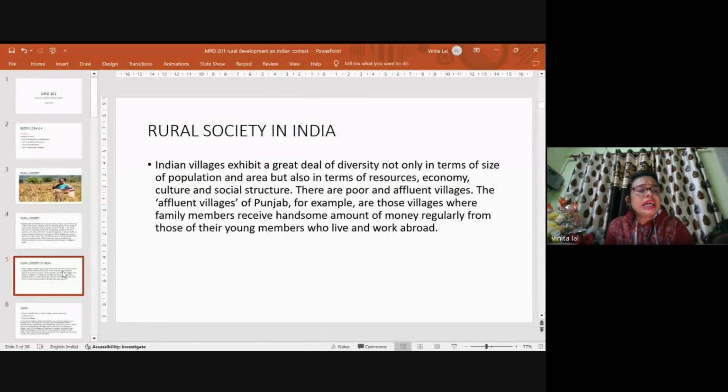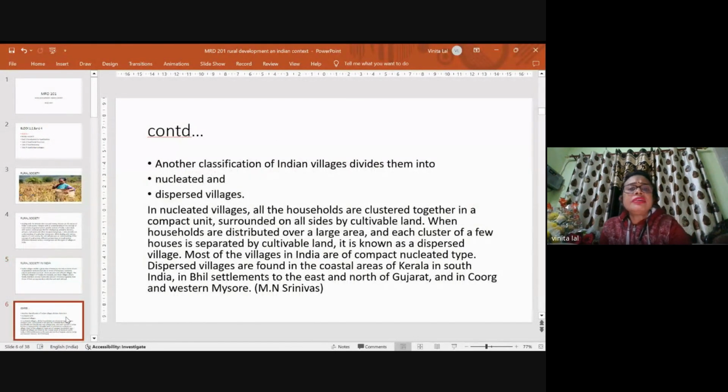regularly from those young members who live abroad. We have two types of Indian village. One is the nucleated village, and the other is the dispersed village. A dispersed village is also known as a scattered settlement. It is one of the main types of settlement pattern used by landscape historians to classify rural settlement found in India, and also in England and some other parts of the world.